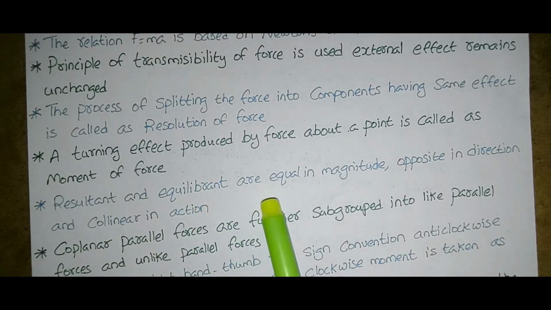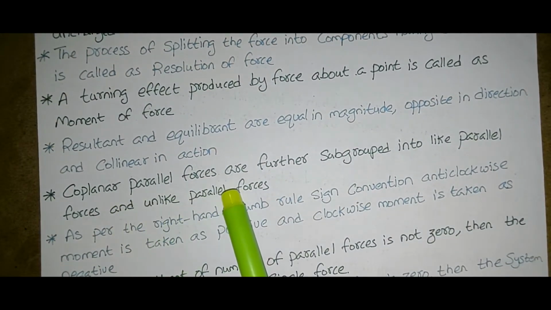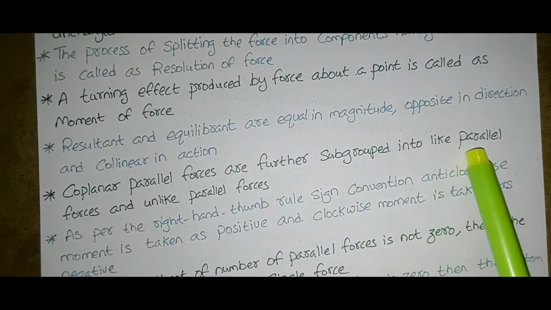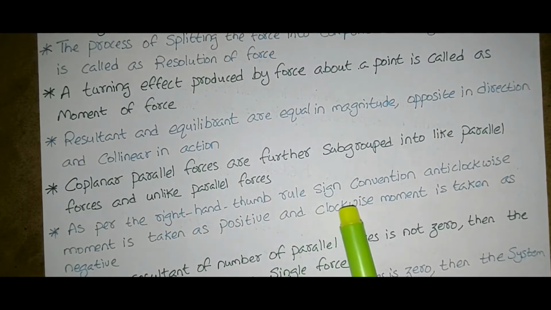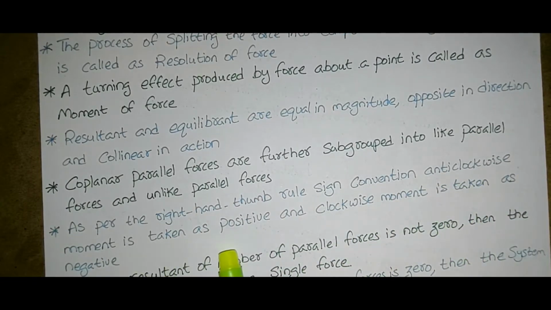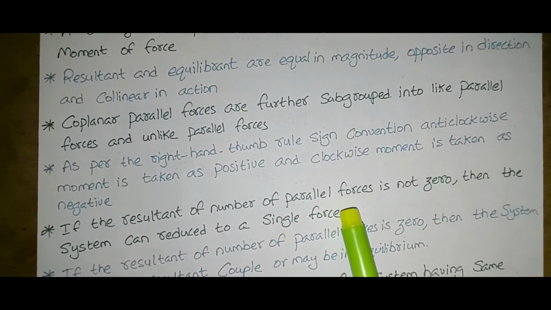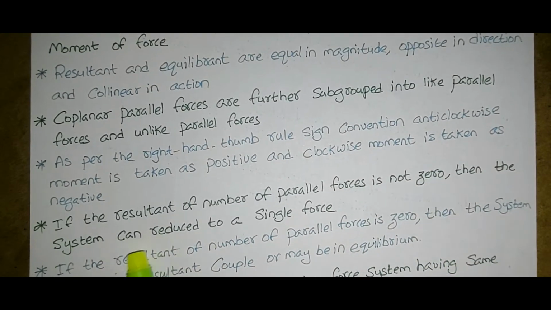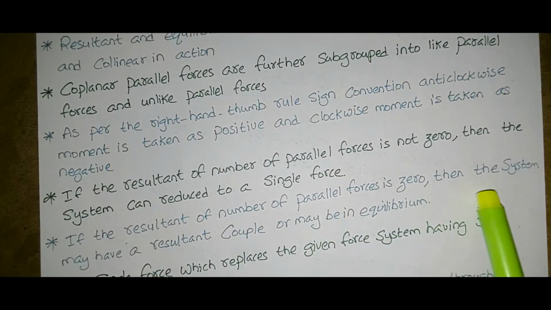Resultant and equivalent are equal in magnitude, opposite in direction, and collinear in action. Parallel forces are further subgrouped into like parallel forces and unlike parallel forces. As per the right hand thumb rule sign convention, anticlockwise movement is taken as positive and clockwise movement is taken as negative. If the resultant of a number of parallel forces is not zero, then the system can reduce to a single force. If the resultant of a number of parallel forces is zero, then the system may have a resultant couple or may be in equilibrium.